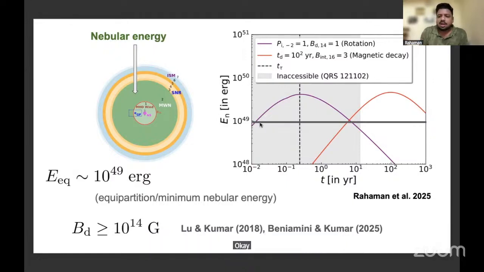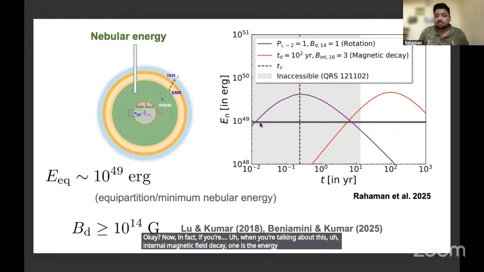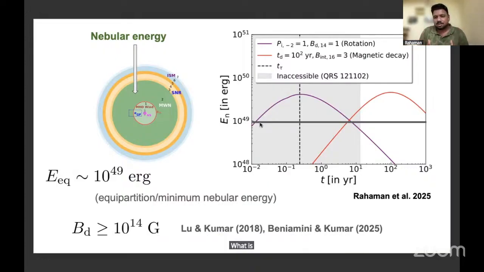Now, when you're talking about this internal magnetic field decay, one question is about the energy reservoir itself: what is the strength of the internal magnetic field? And the second question you have to ask is what is the decay timescale associated with it? Just by the illustration that you see here, if you have to sustain your PRS beyond a decade, you need a time scale for the decay of the internal magnetic field which is much larger.